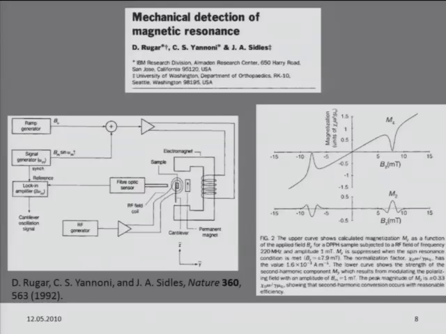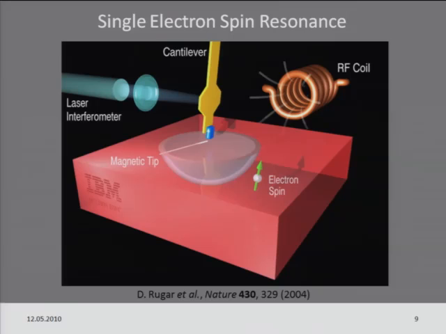So the first kind of modern mechanical detection of magnetic resonance was done in the 90s, again at IBM by the Rugar group, where they measured some sample on the end of a standard AFM cantilever, and they were able to demonstrate the detection of magnetic resonance. And this early work, in about 10 years, led to the detection of a single electron spin resonance using a mechanical scheme.